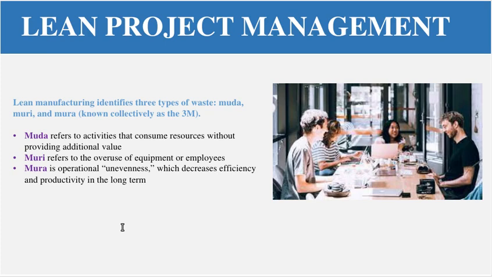Then Muri refers to the overuse of equipment or employees. That means laptops, hardware and software are being used, and again it is not producing any result. Mura is operational overruns which decrease efficiency and productivity in the long term. For example, resources are working at night on operational work, but they are not producing any result, output or outcome. They are only putting in time but not producing any result or value. That is called Mura.